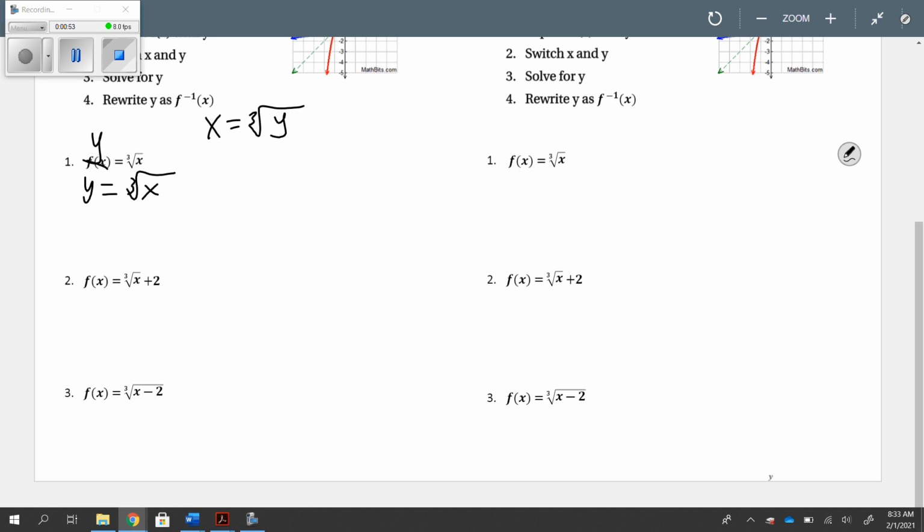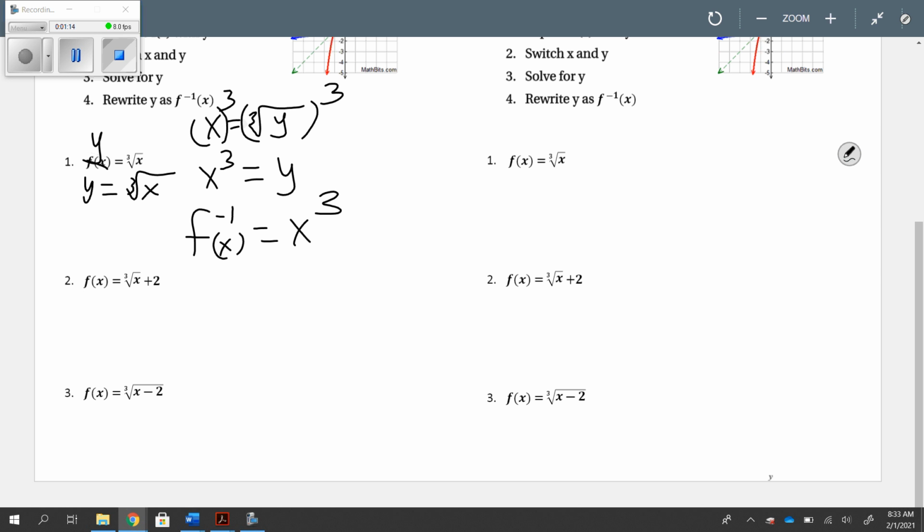How do we do that? We have to get y by itself. The only thing in the way of y is that cube root. So we're going to cube it to get rid of it. But what you do to one side, you must do to the other. So x cubed equals y. So y equals x cubed, or f of negative 1 x equals x cubed.